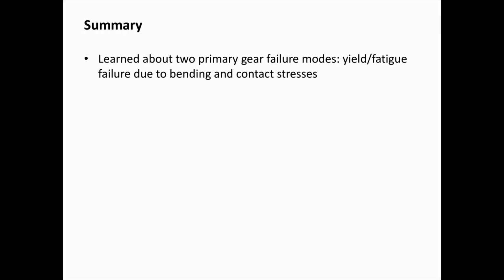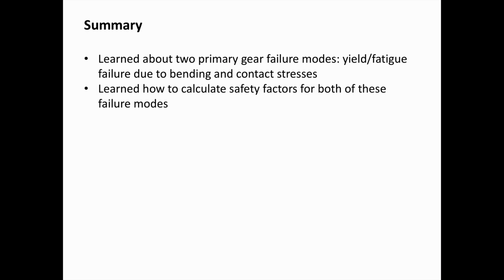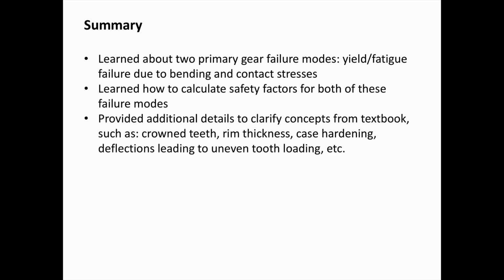Okay, in summary, we learned about two primary gear failure modes: yield and fatigue failure due to bending and also due to contact stresses. We learned how to calculate safety factors for both of these failure modes. We also provided a number of additional details to clarify some concepts that might not be entirely clear just from the textbooks. So for example, things like what are crown teeth? What do we mean exactly by rim thickness? What is case hardening? What are the deflections we might see due to uneven tooth loading? And there's some other things that we went through as well.